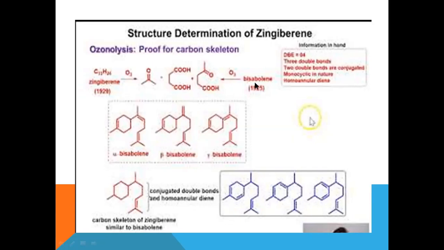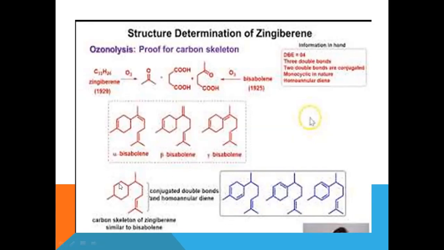From other reactions, it was found that gingiberine contains 3 double bonds, 2 double bonds are conjugated, and it is monocyclic in nature, a homoannular diene. So it contains 3 double bonds. In this case, we got the position of one double bond only, so we need to find the position of the other double bonds. Second, 2 double bonds are conjugated. That means they are present alternately. And the third one is that it is monocyclic.